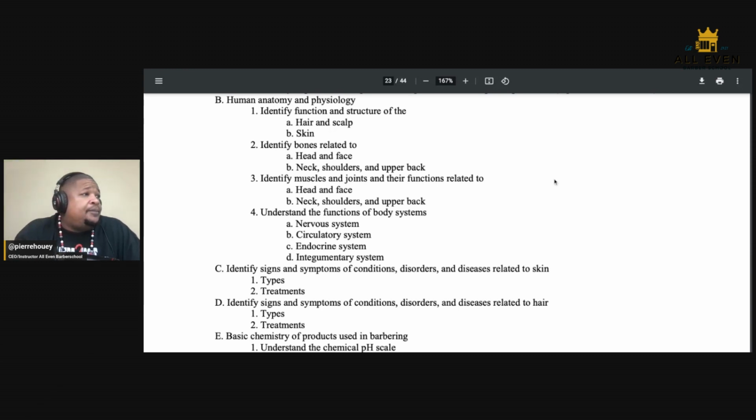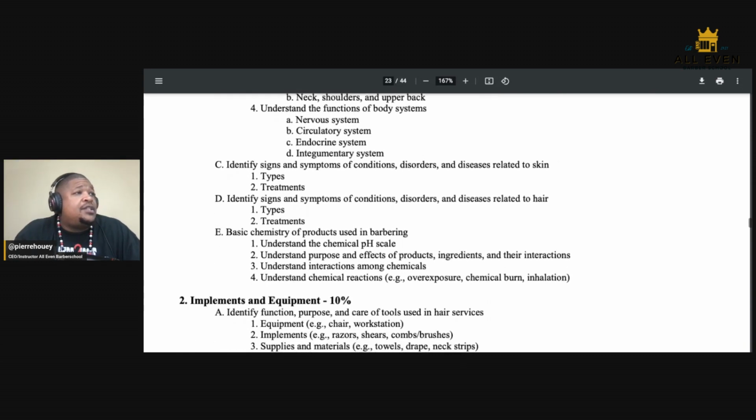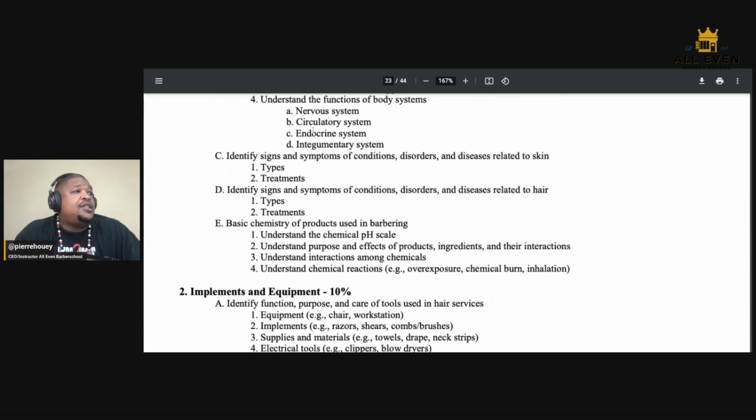4, understand the functions of body systems: the nervous system, circulatory system, endocrine system, integumentary system. They're asking a little bit about that, but I can tell you with a straight face, they don't go overboard with any of that. But you still have an area of study that's concentrated that you can use to your advantage when you go through this book. Like I said, this is the most failed section out of the Barber theory. The most failed section out of the most failed domain.